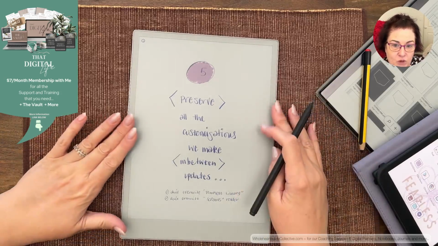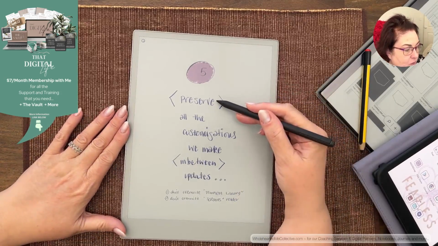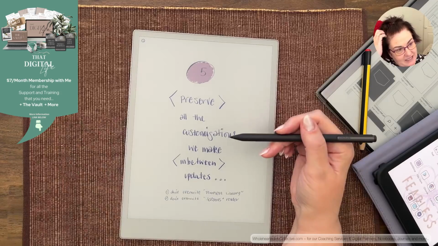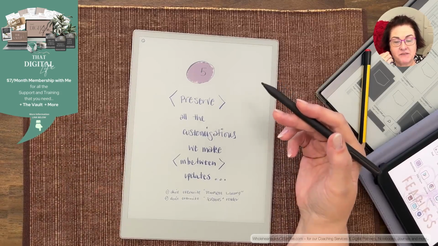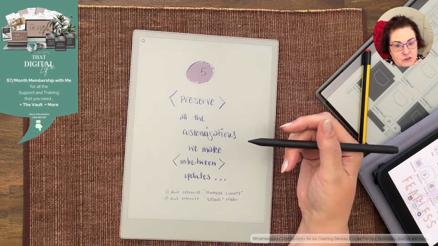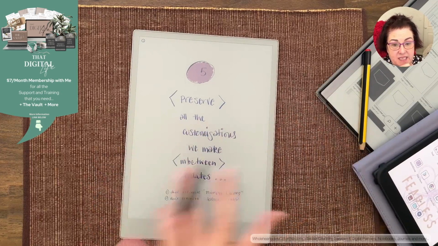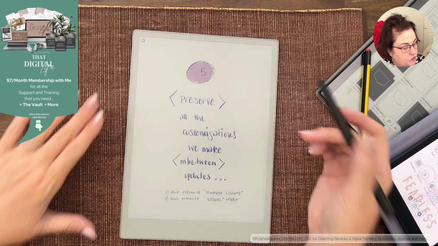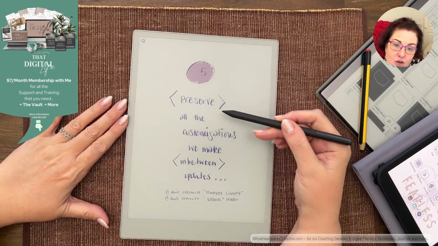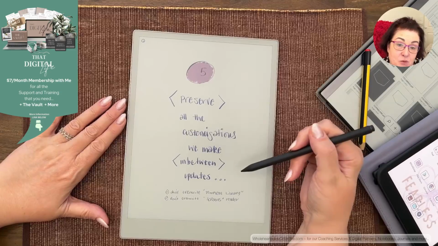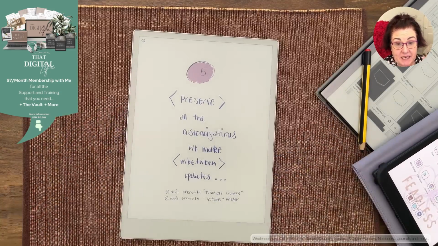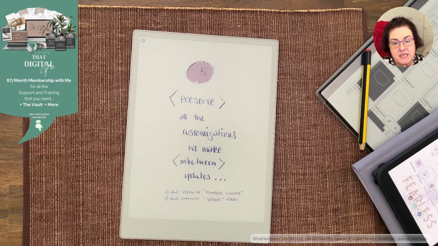So I would like to see how we can preserve, and I say I would, this is something I would love to see, but I talk to people nearly every day about this. So all of these things in here are things that are talked about often. How can we preserve all the customizations we make? So in between an update, during an update, how can we preserve? I'd love to see reMarkable preserve any customizations that we've made in between.